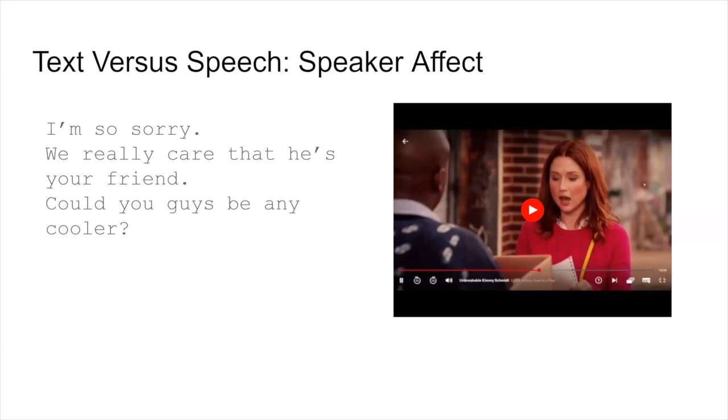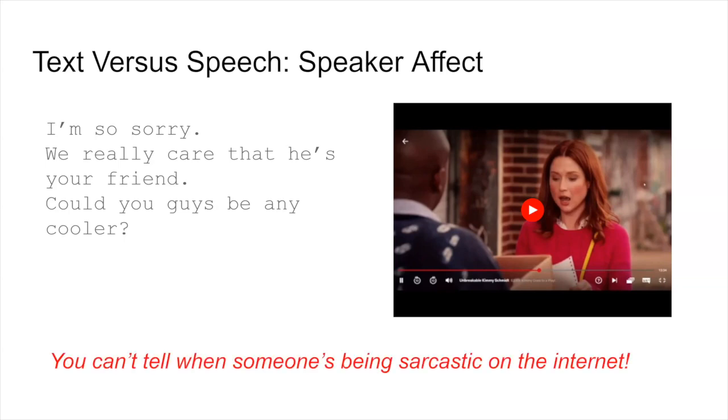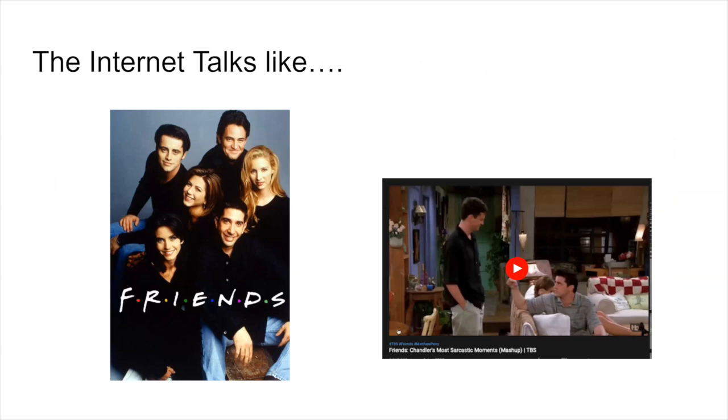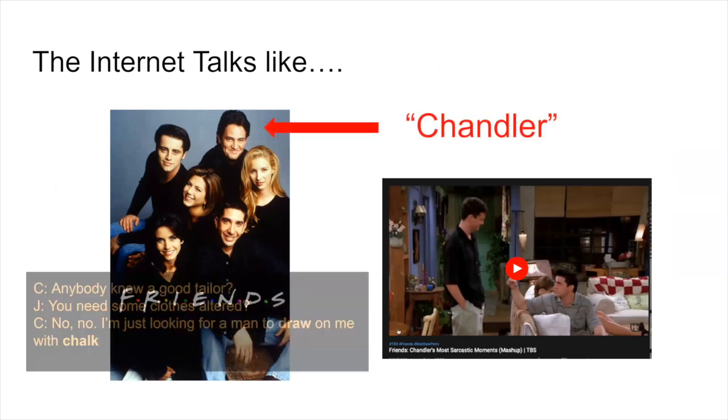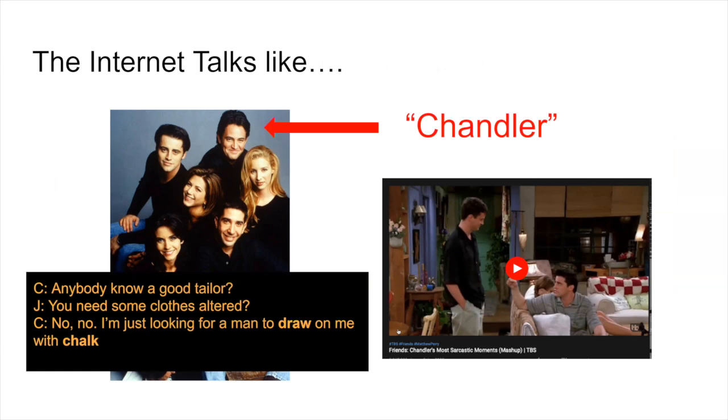So this is an example of how much you have to unpack when you're trying to figure out what's going on in speech. So I don't know, do people know the show Friends? Yeah. Okay. There's been a rebirth, right? So here's Chandler. He's being sarcastic on the internet. So here's an example of Chandler talking. And he's known for being sarcastic, of course. So here's a little clip of him.